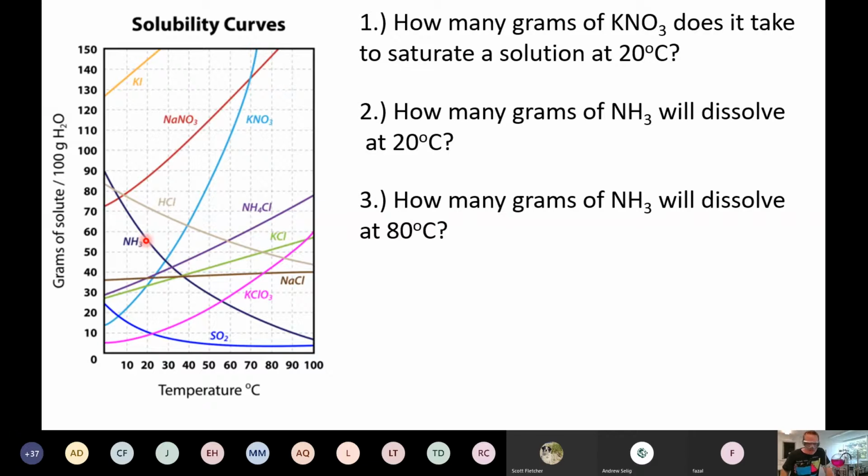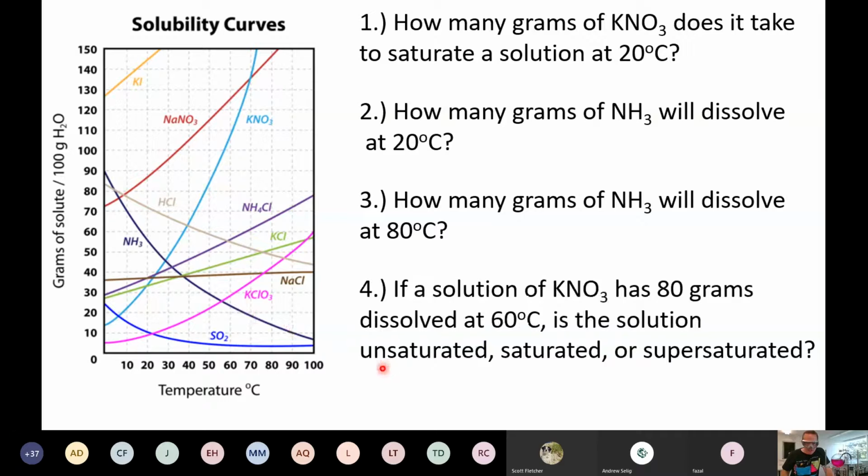NH3 at 80 degrees Celsius, you can see is going to be much less. So we come out to here, and it goes from approximately 55 now down to about 12. And so this is by heating it up. That's how we got the ammonia to come out and fill the flask.